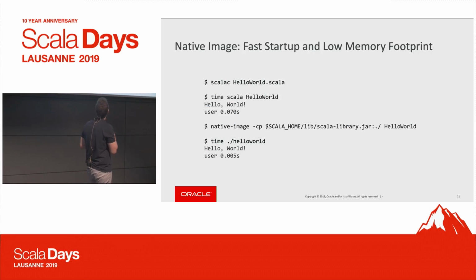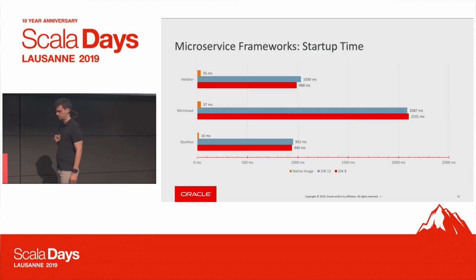It's really easy. scalac hello world, time hello world, 70 milliseconds to print like one line. That's a bit ridiculous. And then if you pass the library to native image, maybe we should make this nicer, there's a tool, Scala, for that. And then you run hello world, this is now just like a C program, and you get 5 milliseconds, okay? And now, why is this interesting?